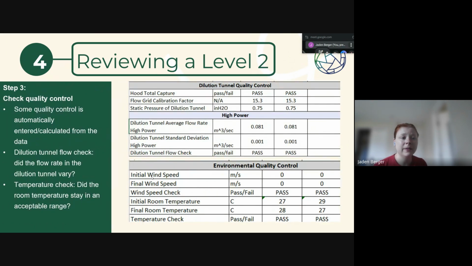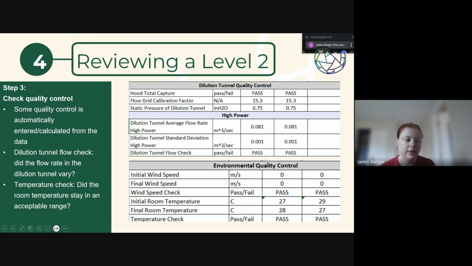And then some of our quality control is automatically entered into our ISO as long as we've entered these values. The app is going to do the rest for us. Our only job is to just scroll through and check that everything passes. So here we're looking at our dilution tunnel flow check.